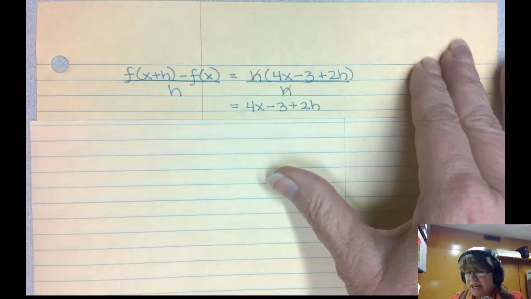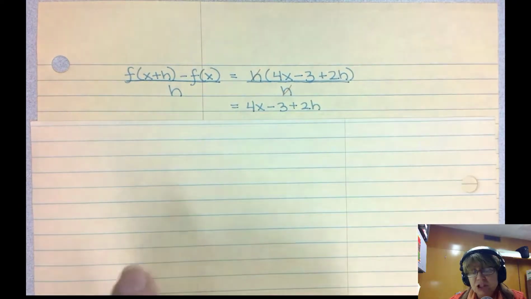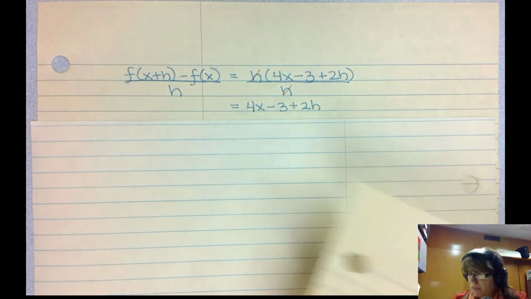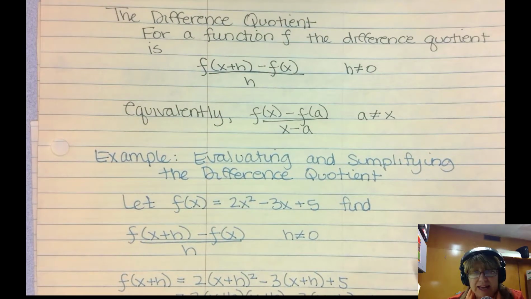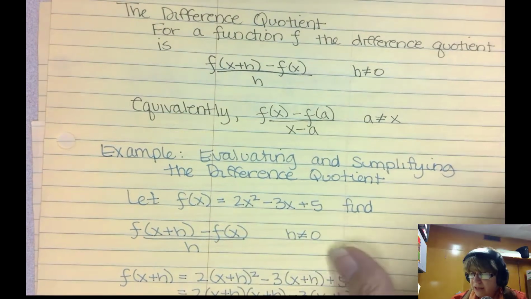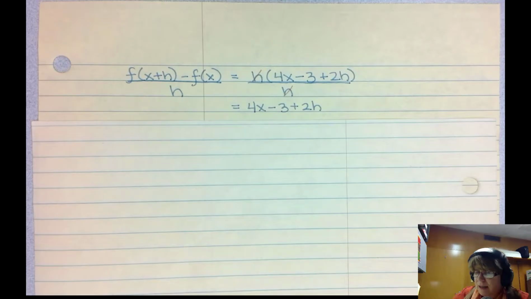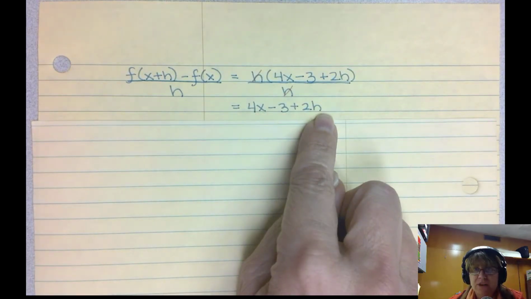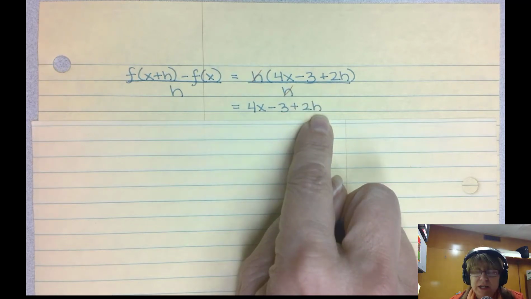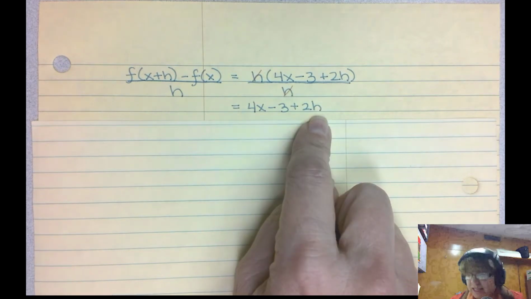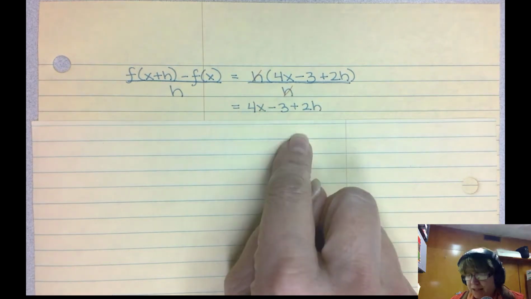And we now know that the difference quotient for our function f of x equals 2x squared minus 3x plus 5 is 4x minus 3 plus 2h. So if h was 1, then you could plug a 1 in here and figure it out. If h was 2, you could figure it out. If h was 0.5, you could figure it out in terms of more numbers.